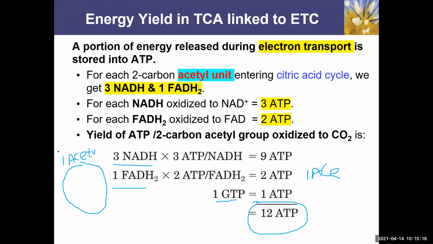That means for one acetyl CoA, we produce 12 ATPs. If the question says in the exam how many ATPs are produced in the TCA cycle, you will say 12 ATPs, isn't it? Tanya, is it clear? Did you understand, Tanya and Island? So 12 ATPs we produced from one TCA cycle, from one acetyl CoA molecule.